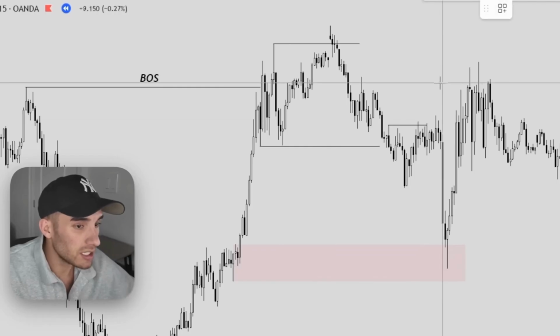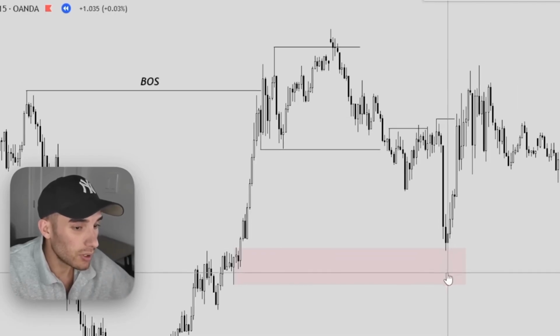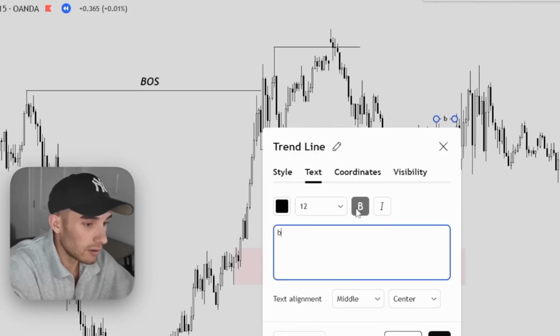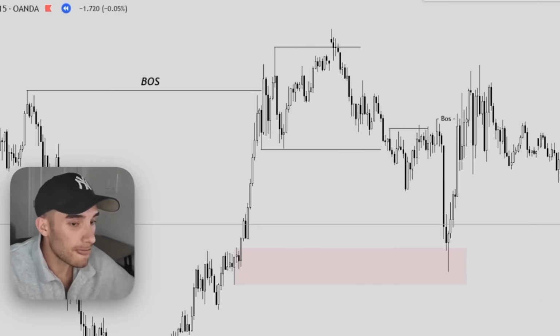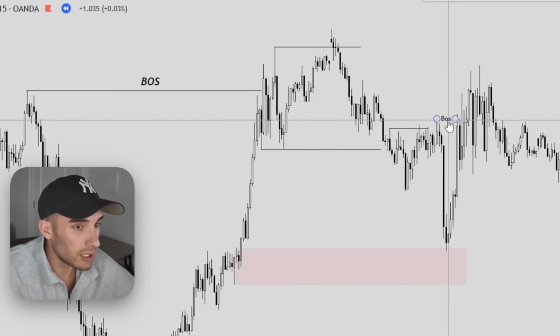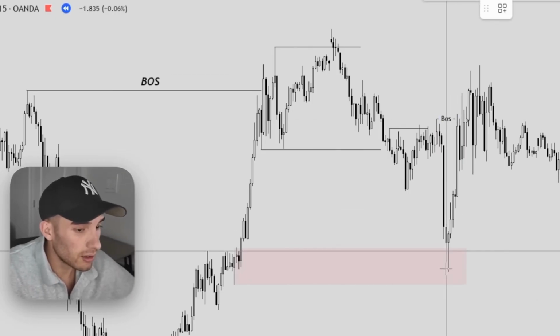We want to see this occur. Okay, we want to see this move to the upside, taking out this high here, which again, retail is going to view as a BOS in the market for them. Okay, now, since they view this as a BOS, same thing applies.